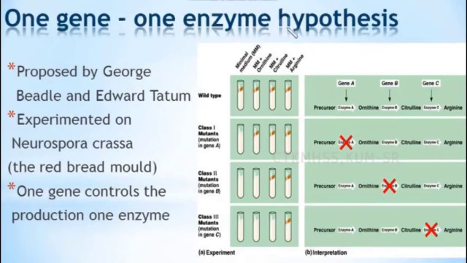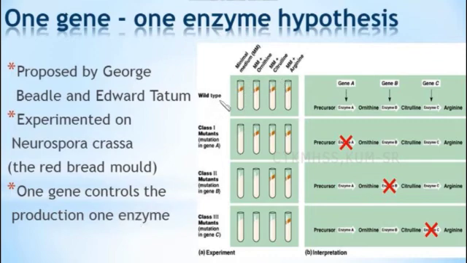Next one is the one gene, one enzyme hypothesis. What does that mean? One gene is responsible for producing, or coding for, one particular enzyme. That is what is called the one gene, one enzyme hypothesis. This was proposed by George Beadle and Edward Tatum. They conducted an experiment on Neurospora crassa, the red bread mold, and they proposed this theory. One gene controls the production of one enzyme. So, that is the theme behind this hypothesis.